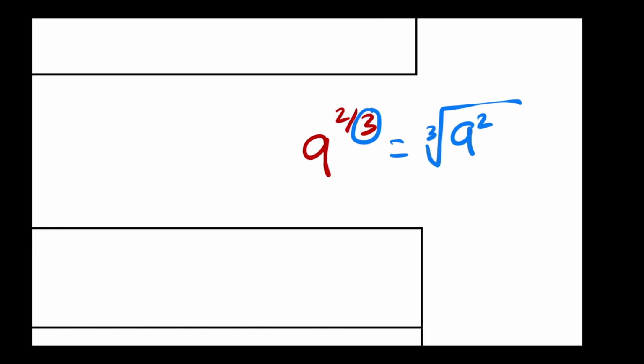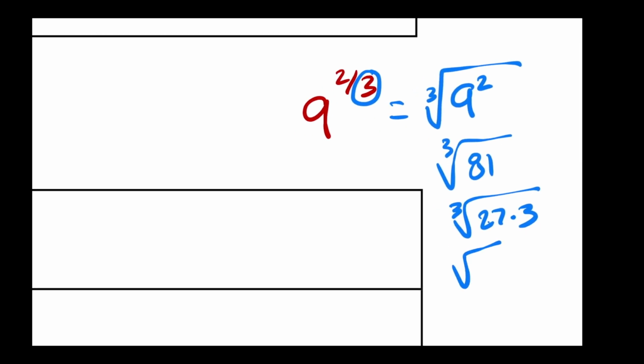And so then I would simplify that. It would be the cube root of 81. And what's the cube root of 81? Well, we can simplify that. That 81 isn't a perfect cube, right? But we can find a perfect cube in there. We could say 81 is the same thing as 27 times 3. Cube root of 27 times 3. Then we can say cube root of 27 times the cube root of 3. Well, the cube root of 27 is 3. So this is 3 cube root of 3.